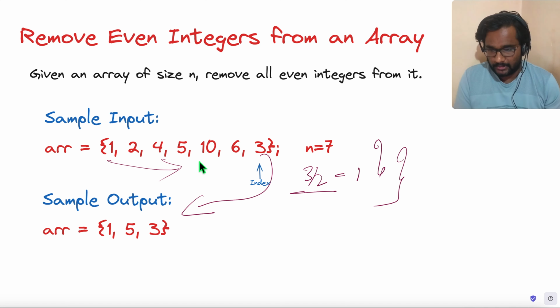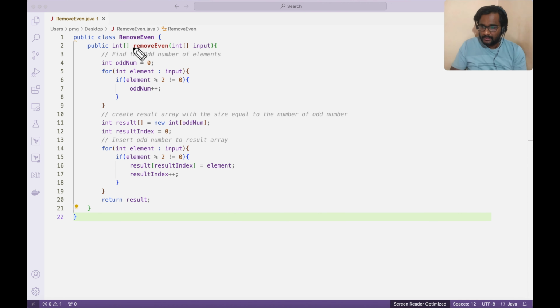Now let's implement the program. We need to complete the implementation for this remove even method. The input will be the integer array, where odd numbers and even numbers will be given. We need to remove the even numbers. The first thing we want to do is calculate how many odd numbers there are. For that I have taken an integer odd number counter, and I'll calculate how many odd numbers are available within this input array.